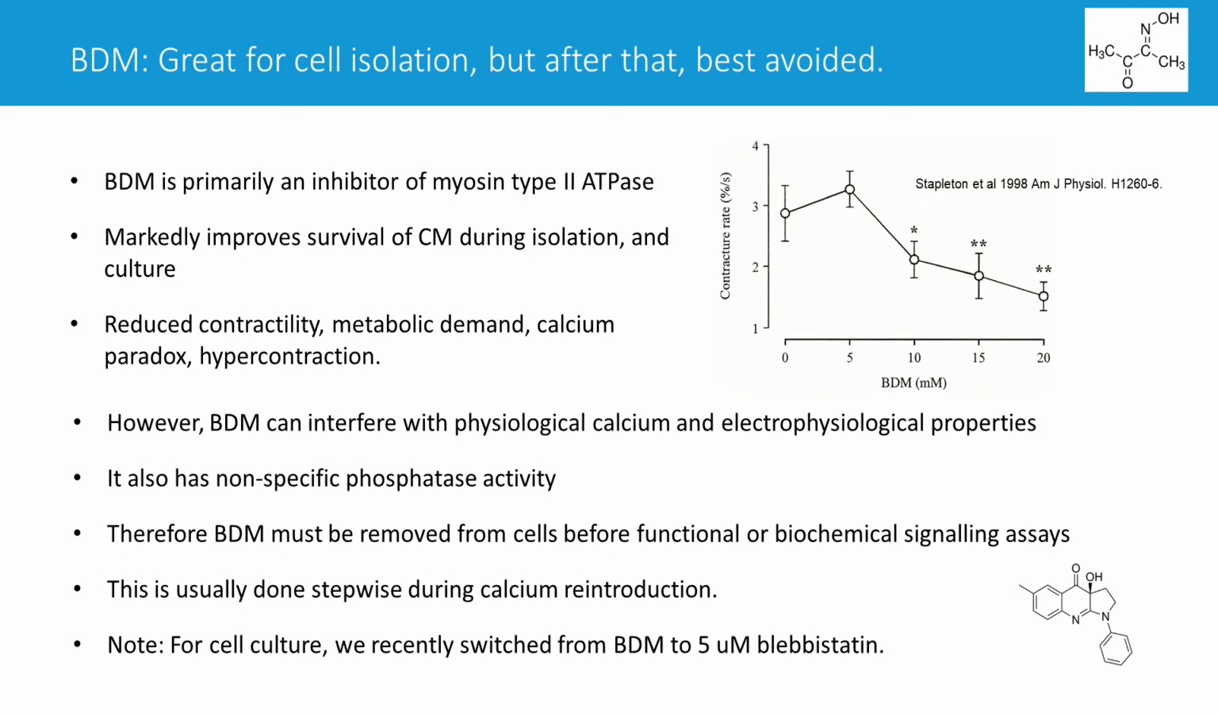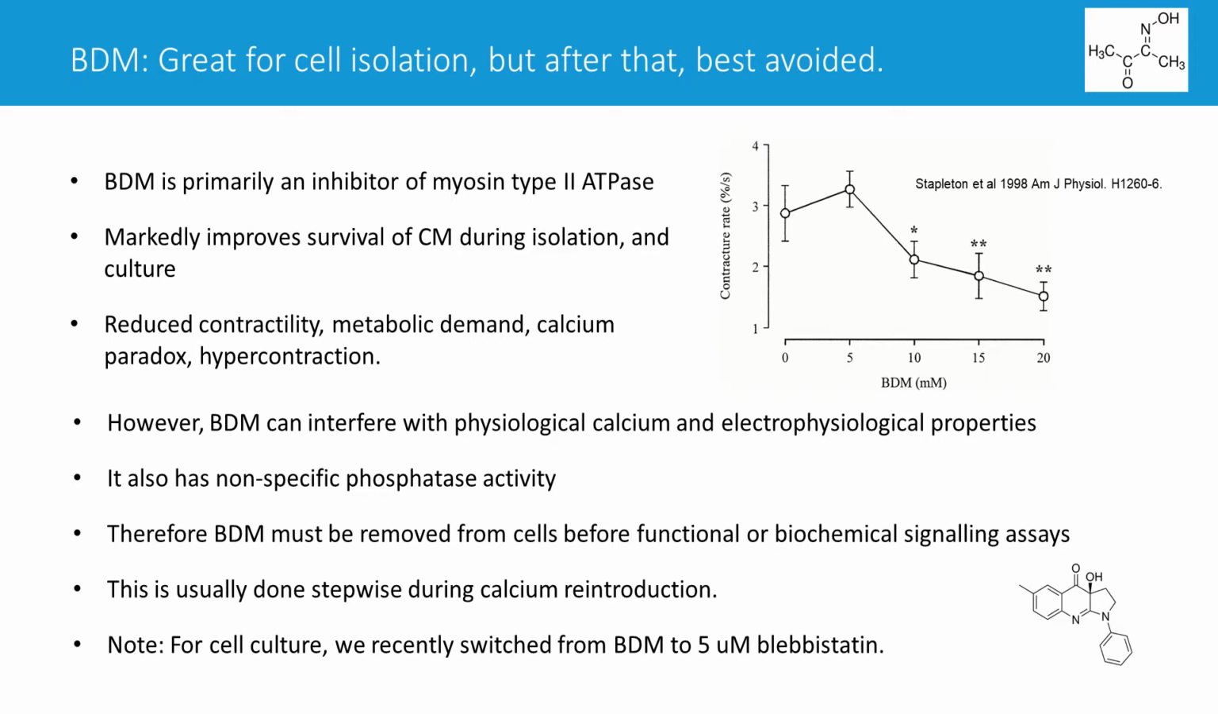And 5 micromolar for us seems plenty to give you very good yields of rod-shaped cells in culture for a number of days. But of course, similar to BDM, you would have to remove blebbistatin before you do any functional assays. Otherwise, the contractile properties of the cells would be compromised. If anyone has anything to add on there, then please go ahead.